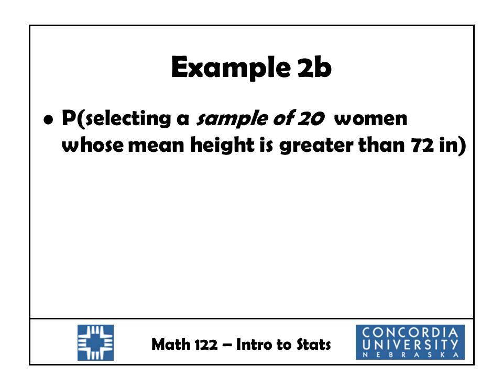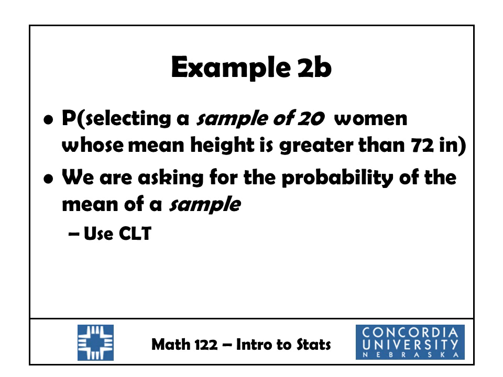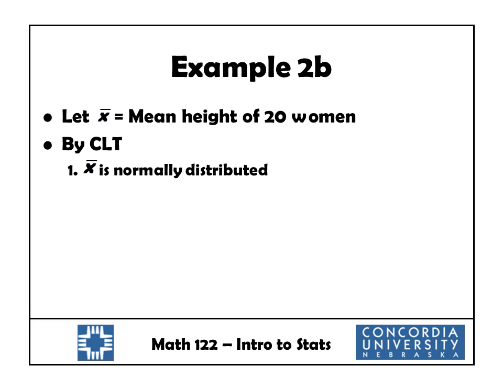In part B, we want to know the probability of selecting a sample of 20 women whose mean height is greater than 72 inches. Now notice the difference between this problem and part A. Here we're asking for the probability of the mean of a sample. We're not dealing with just a single woman. So whenever we're asking about the probability of the mean of a sample, we're going to use the central limit theorem. My variable here is x bar. It's the mean height of 20 women.